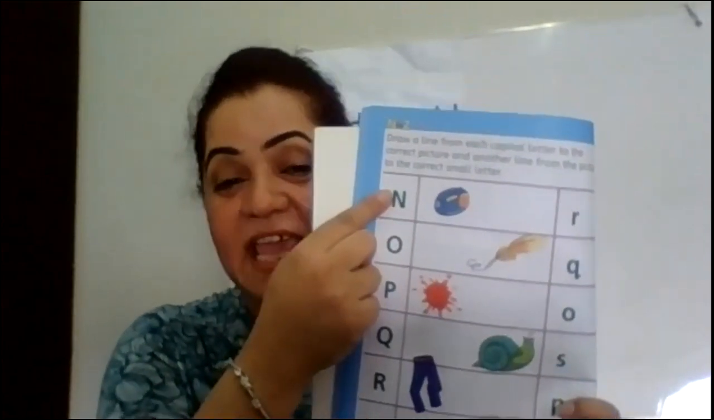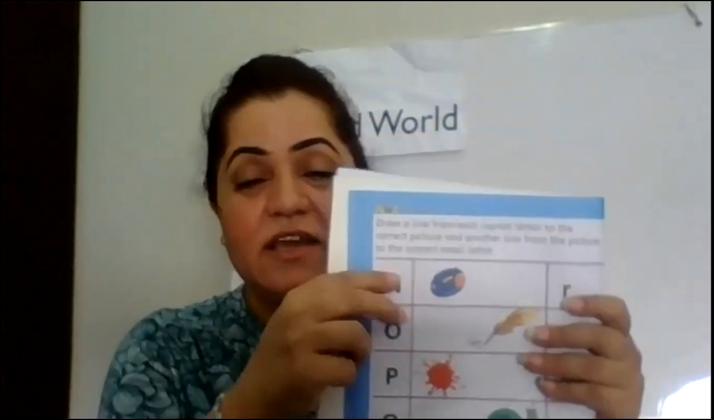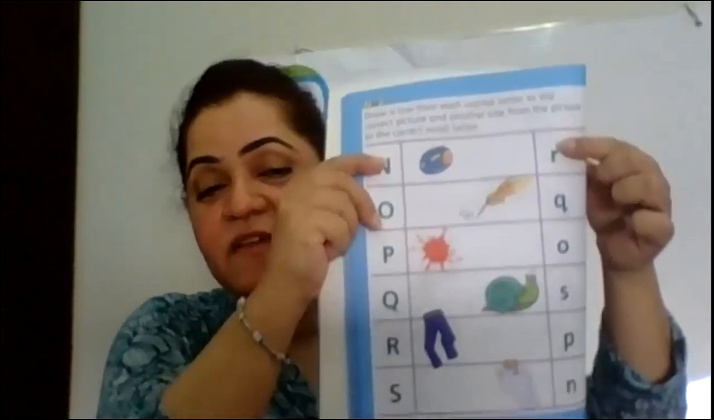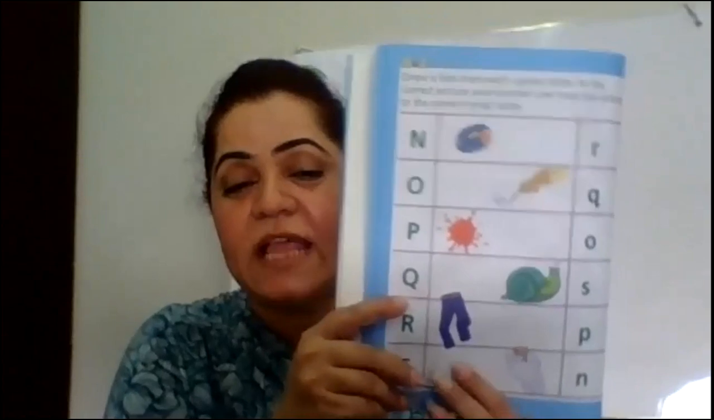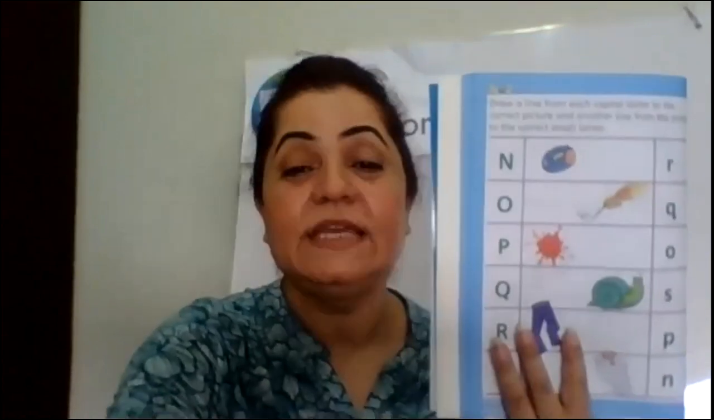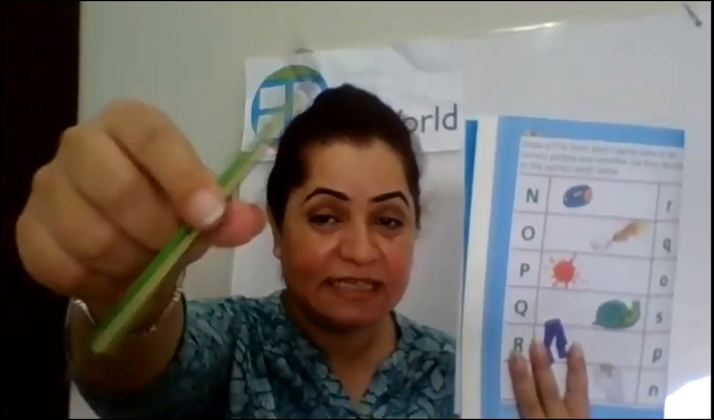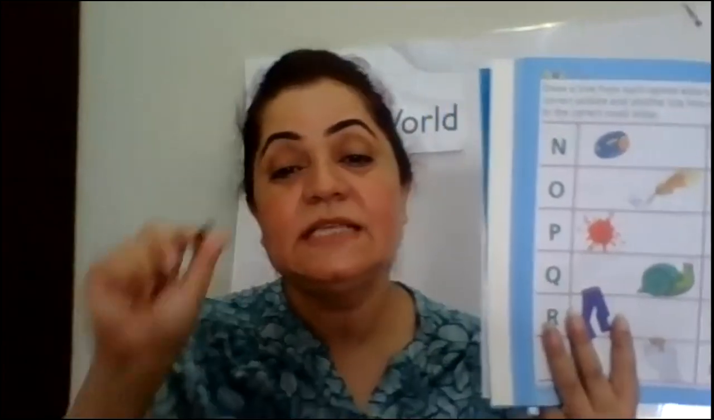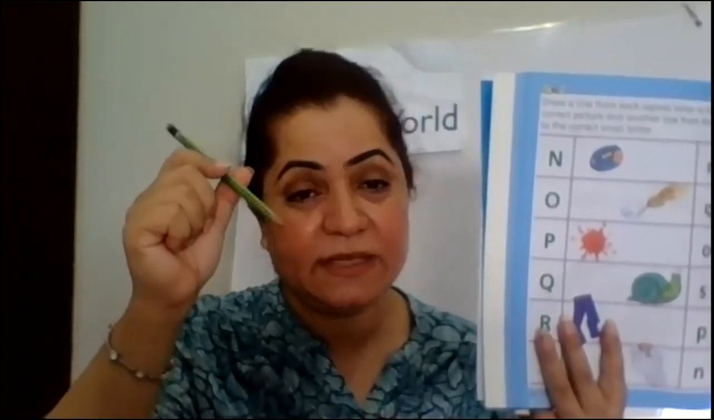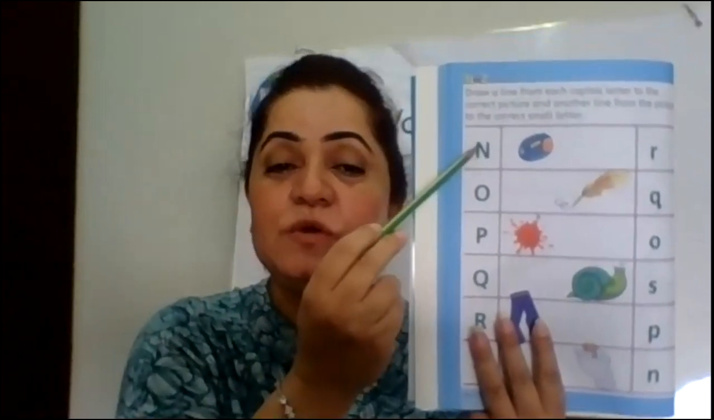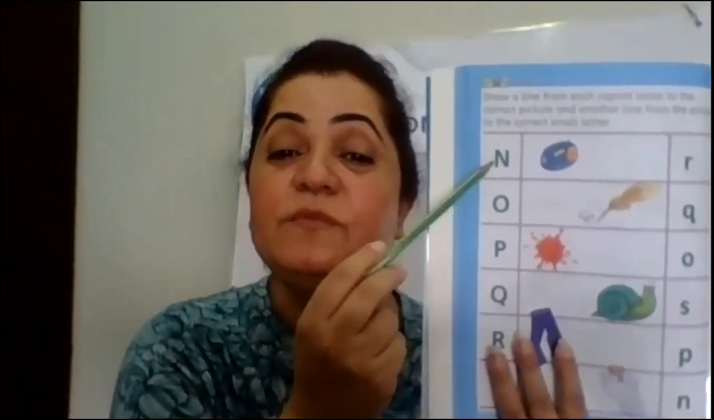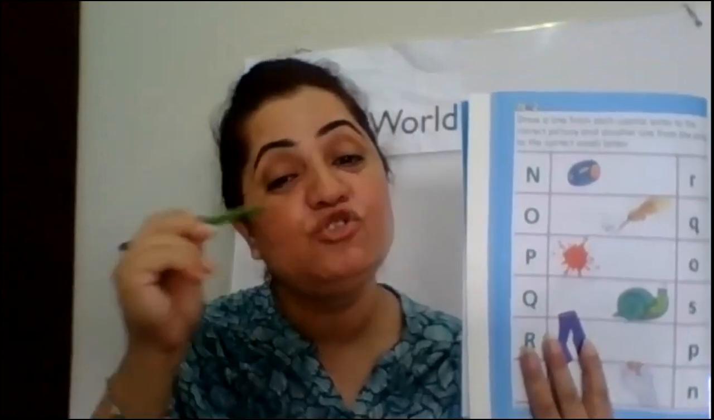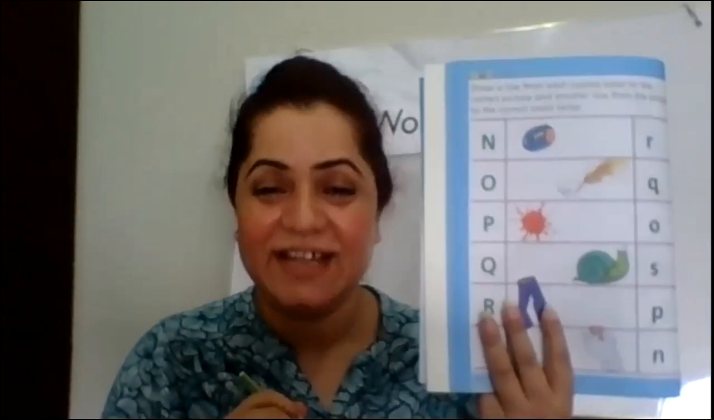Okay, all right. So the first one is N, right? So we are going to find where we can see the small n. You'll be needing your lead pencils. I'm sorry, I didn't tell you that. So you'll be needing your pencils as well, because you are going to draw a line starting from the capital letter and going towards the small letter. With the help of that line, we are going to join them together, right?